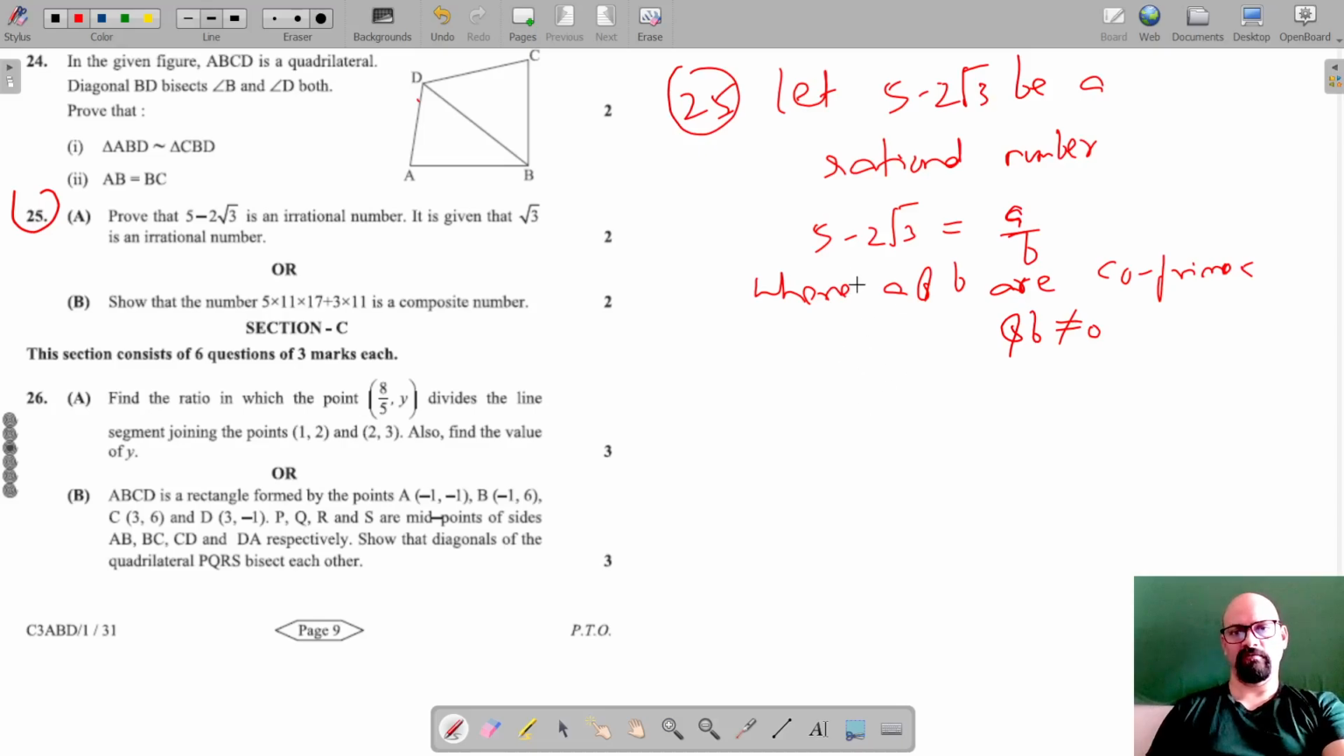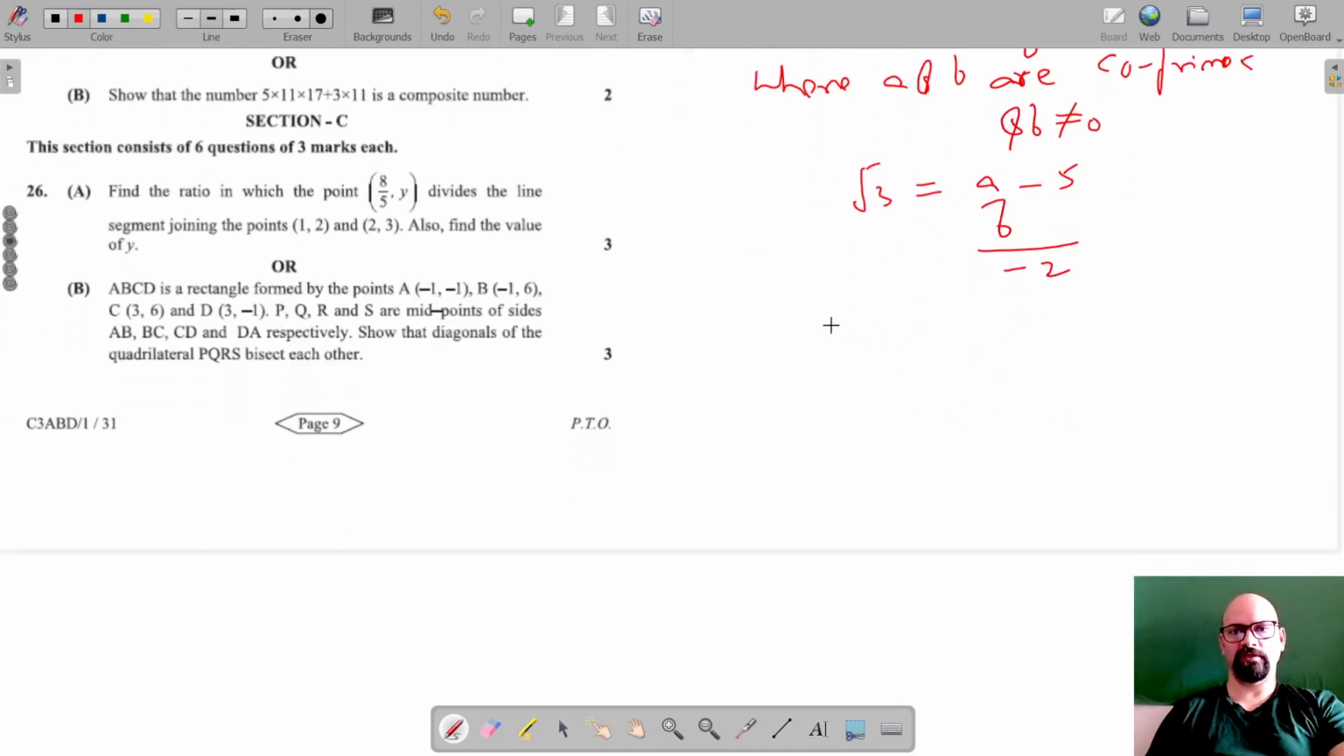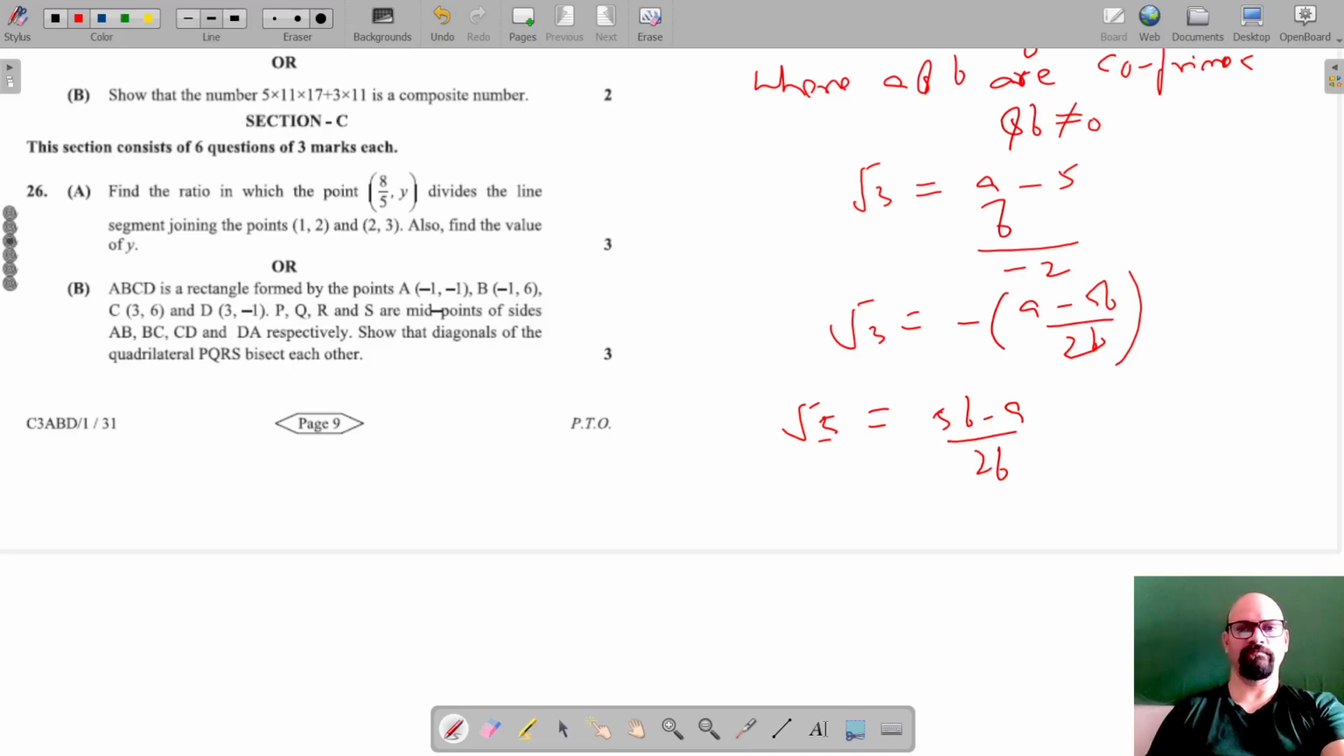So if I try to simplify this, I can write root 3 is equal to a upon b minus 5, and this has to be divided by minus 2. So root 3 is equal to minus, taking b as the LCM, a minus 5b upon b, divided by 2, which is 2b. So root 3 can be written as 5b minus a upon 2b.